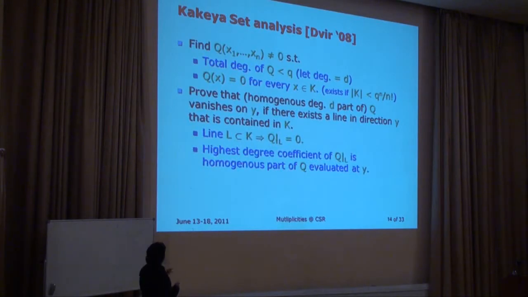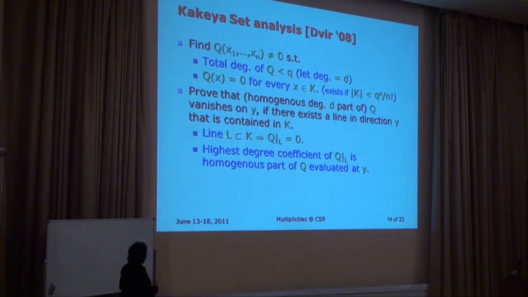And it turns out that, with some amount of work, one can show that the degree d part of q, the highest degree part of this polynomial q, will vanish at any point y which happens to have the feature that there is a line in direction y that is contained in K. Just suppress what you know, that there is a line in every direction. If there is any one direction y in which you can find a line contained in capital K, then the homogeneous highest degree part of this polynomial will be 0 at y. Okay, it's a slight twist on the polynomial method.